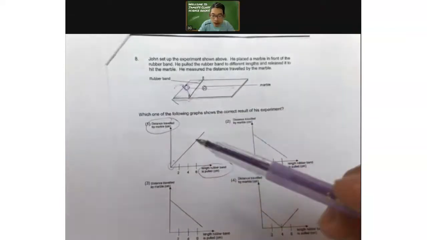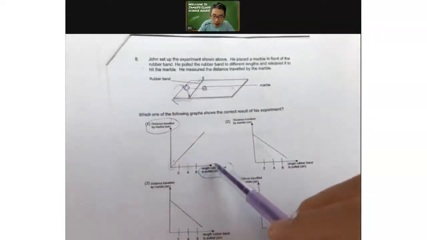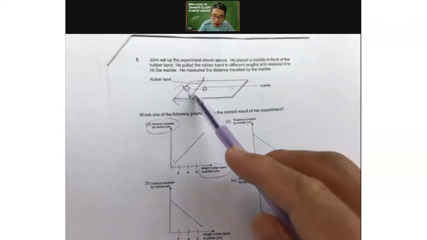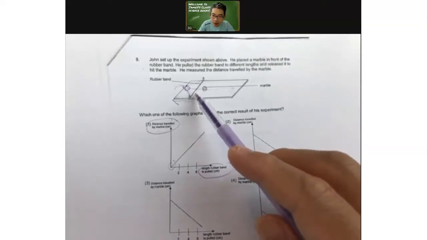So when the distance of this rubber band that's pulled is at 0, it means that it is not being stretched. If it's not being stretched, then of course there's no elastic spring force in the stretched rubber band since you're not stretching it.